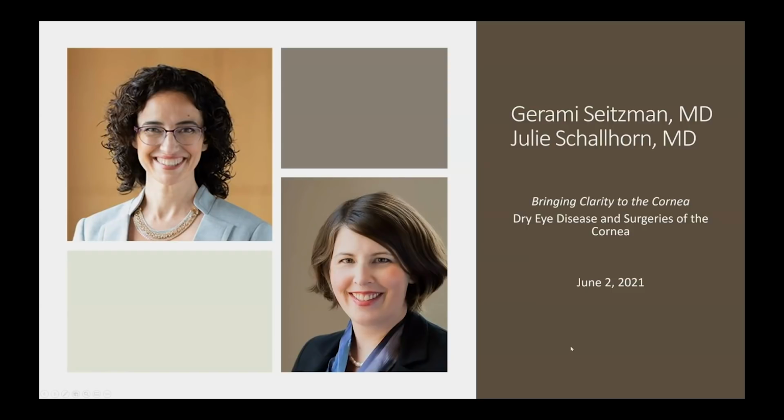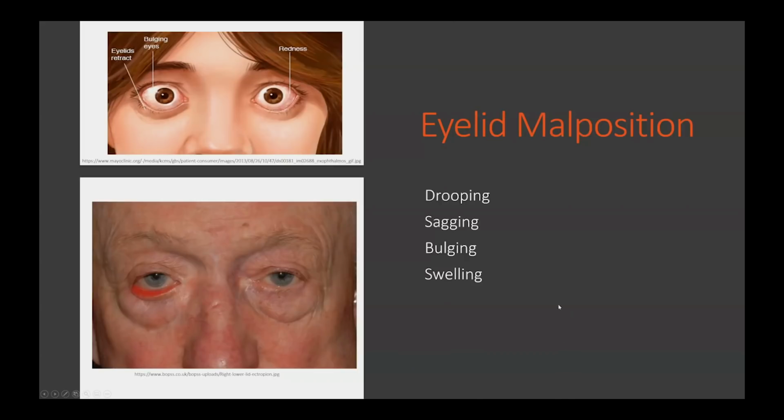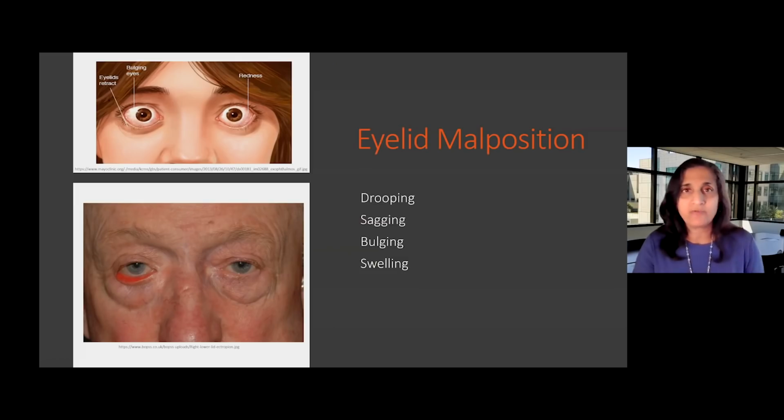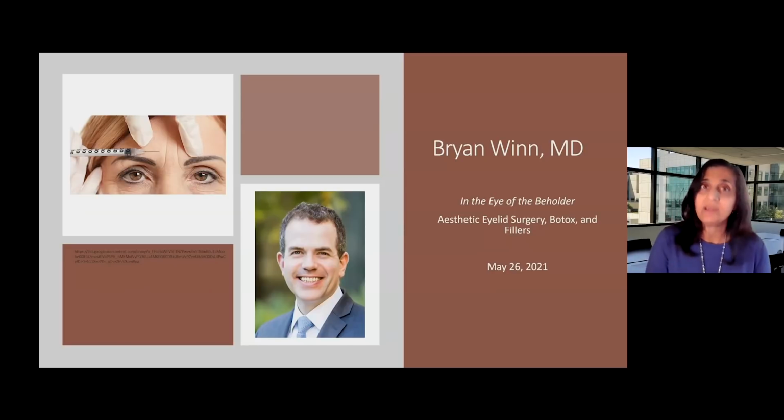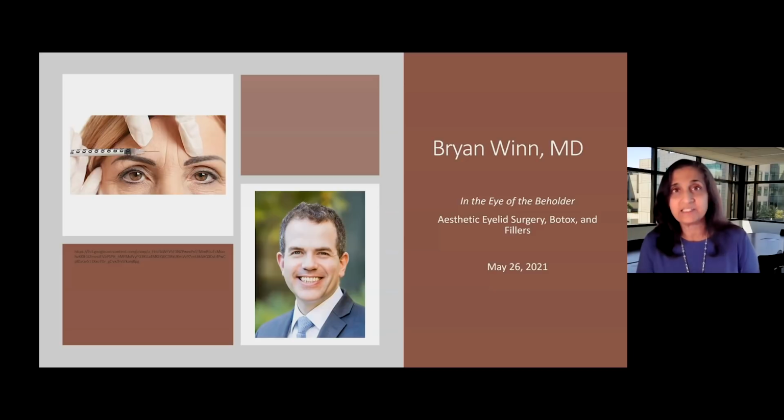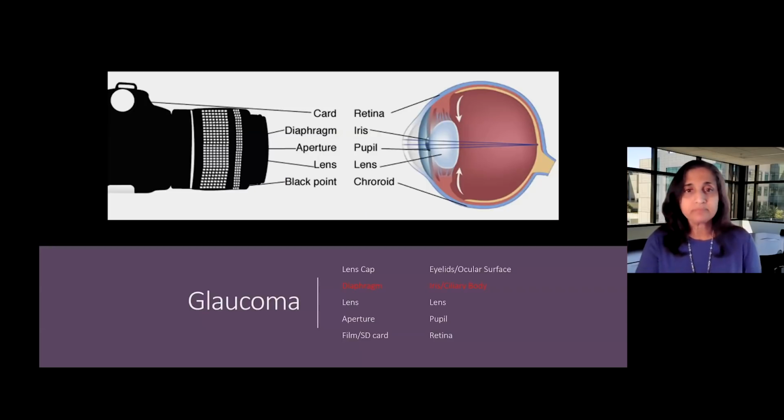We're not going to talk about that today, but you're going to have an awesome lecture from Dr. Jeremy Seitzman and Dr. Julie Schallhorn about all of those external diseases, as well as surgical and non-surgical diseases of the cornea. Now, when the eyelids don't work properly, we get all kinds of troubles like redness, sagging, drooping, bulging of the eyes, or swelling. And one of our colleagues, Dr. Brian Wynn, will give you a terrific talk about eyelid dysfunctions and malposition and what we do to treat all of that.